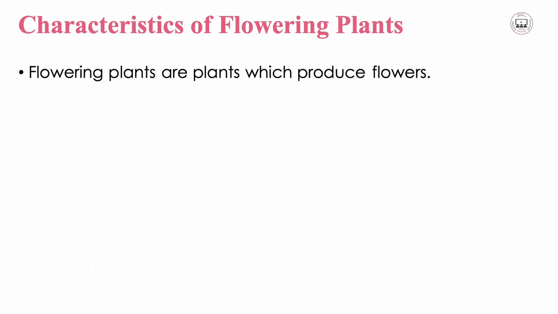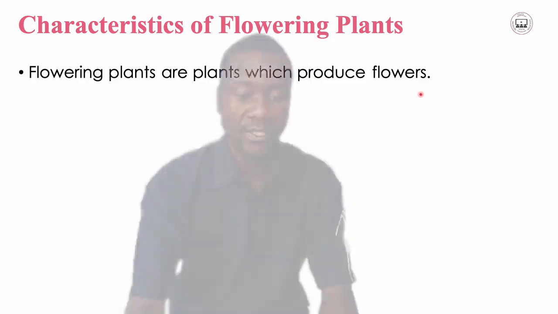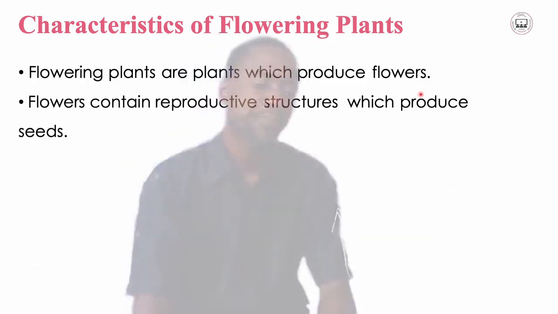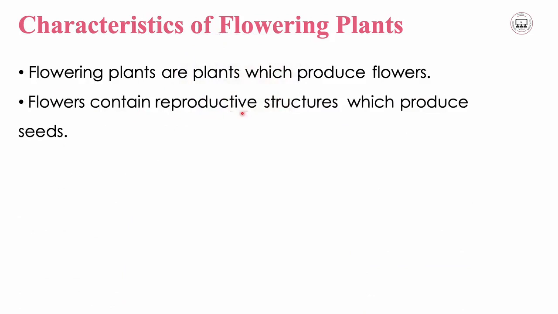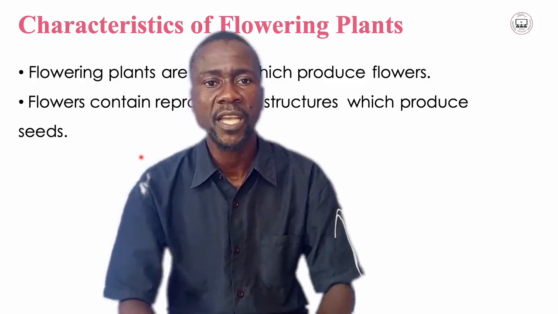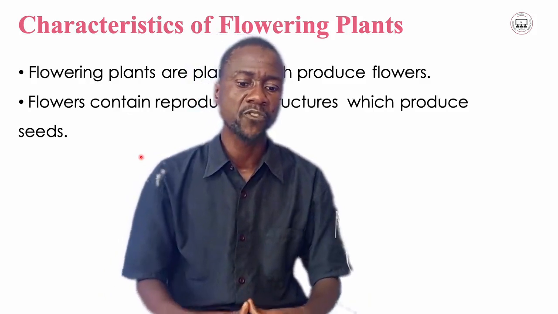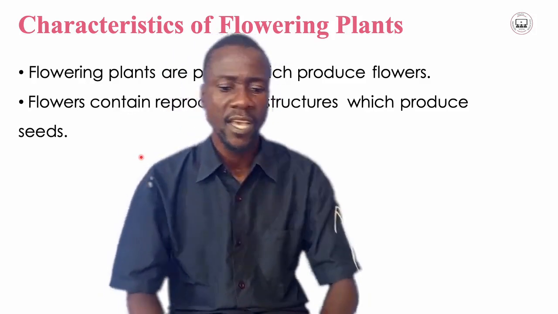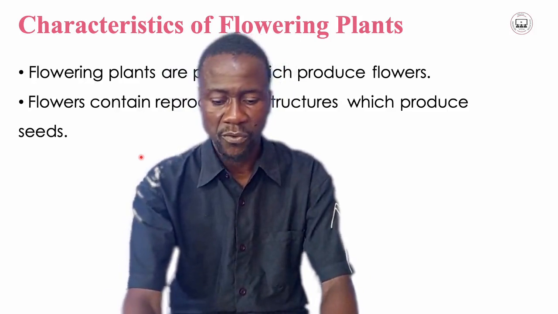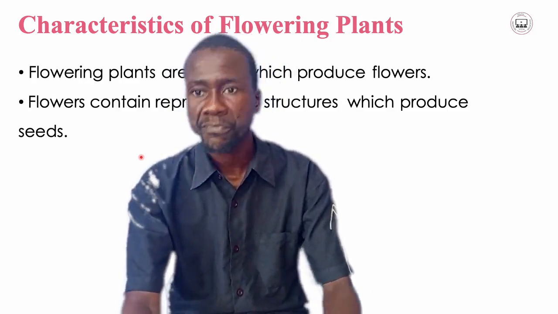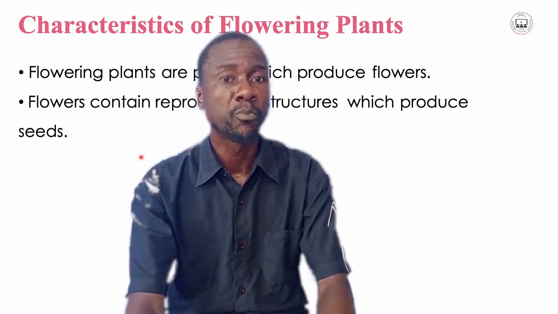Characteristics of flowering plants. So flowering plants are plants which produce flowers. That's why they are regarded as flowering plants. And flowers contain reproductive structures which produce seeds. So all flowering plants have flowers, and inside those flowers we have reproductive structures. Those reproductive structures produce the seeds, which reproduce further into new plants.